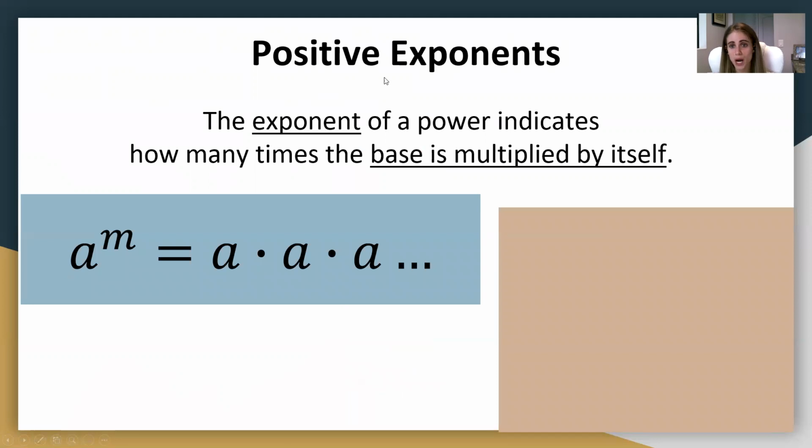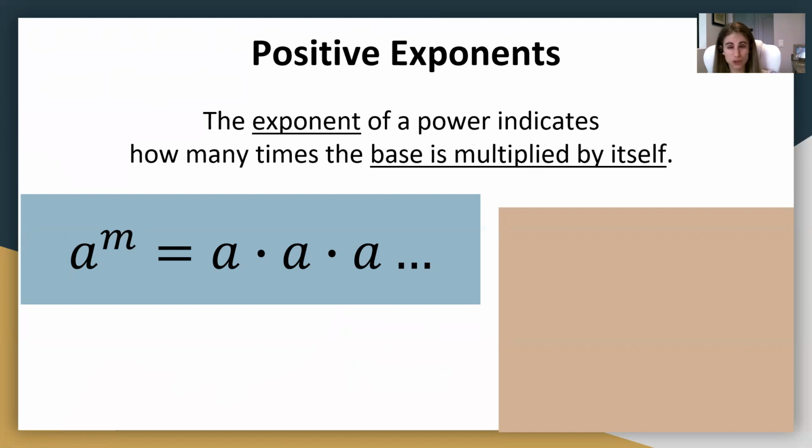All right, we're going to start with positive exponents. So the exponent of a power indicates how many times the base is multiplied by itself. So here we have our definition written out with variables, so that way it applies to everything. So if we have A, which is our base, raised to the m exponent, that means A is being multiplied by itself that many times.